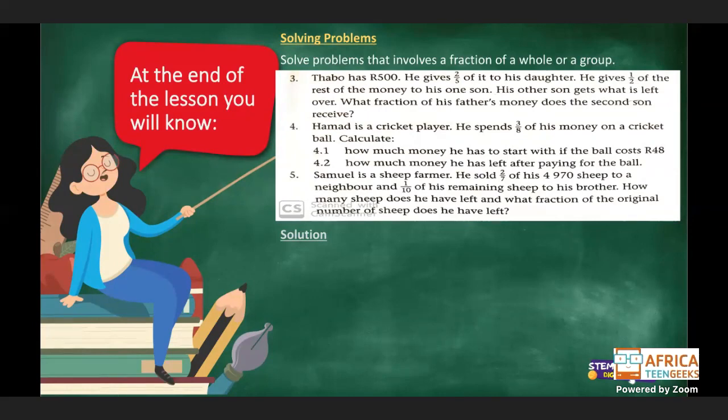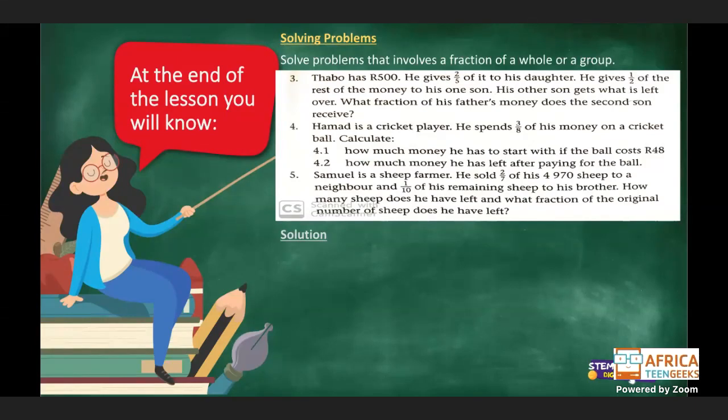Right. So let's do number 4. This was supposed to be your home activity. I hope you have your pens and your calculators with you. So let's look at number 4. Hamad is a cricket player. He spends 3/8 of his money on a cricket ball. Number 4.1: calculate how much money he has to start with if the ball cost 48 rands.